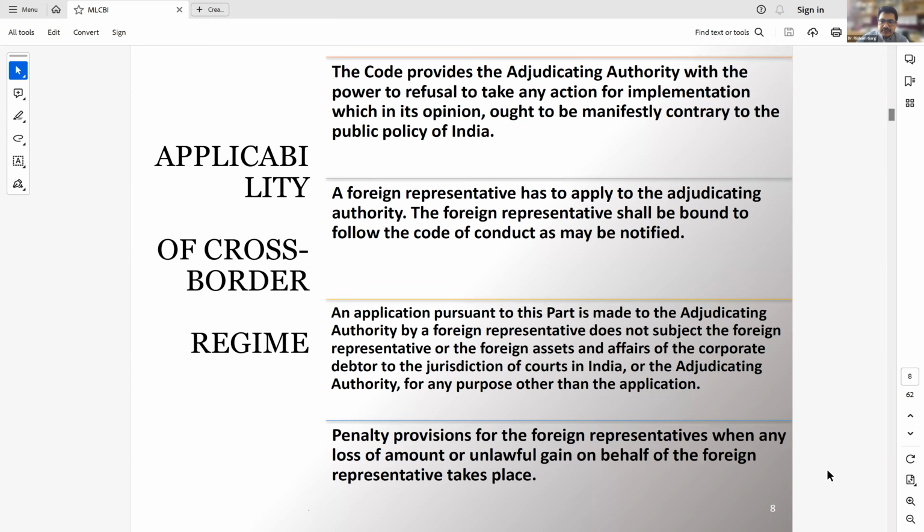An application pursuant to this part made to the adjudicating authority by a foreign representative does not subject the foreign representative or the foreign assets and affairs of the CD to the jurisdiction of courts in India or the adjudicating authority for any purpose other than the application. There are also penalty provisions for the foreign representatives when any loss of amount or unlawful gain on behalf of the foreign representative takes place.